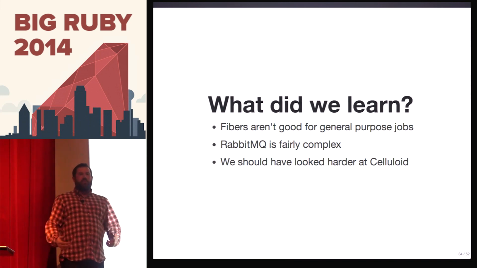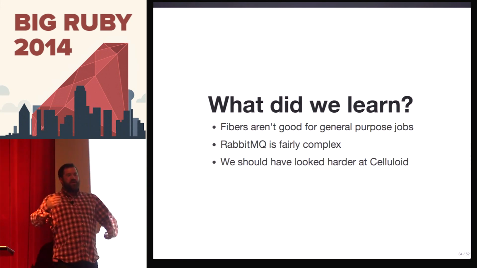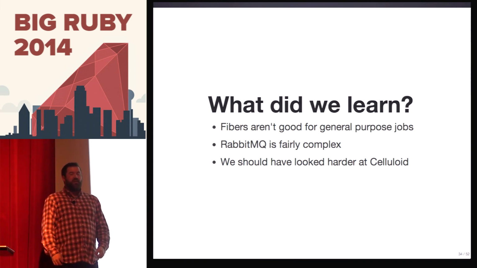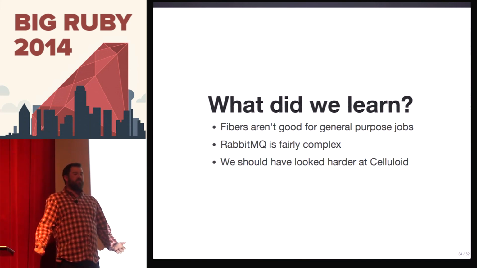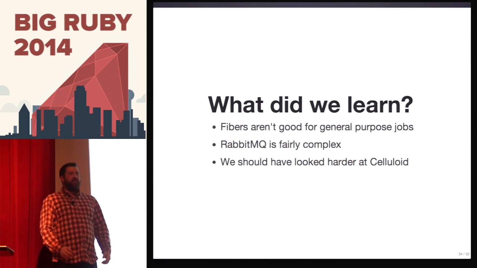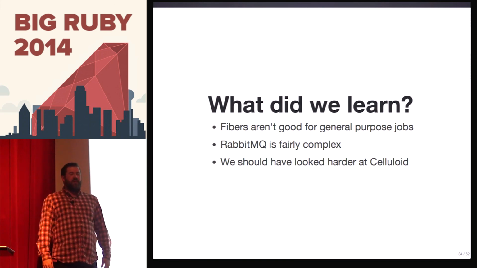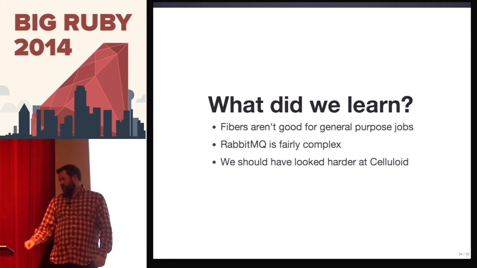We also learned as we went through this that RabbitMQ is actually pretty complex. To get the trade-offs of durability and availability and clustering, it took a lot of work. It took a lot more work than we expected to get all of those things to fit together. And really, we should have looked harder at Celluloid. Celluloid is another common fiber evented choice, and at the end of the day, I think it simplifies a lot of the things that get hard in EventMachine.